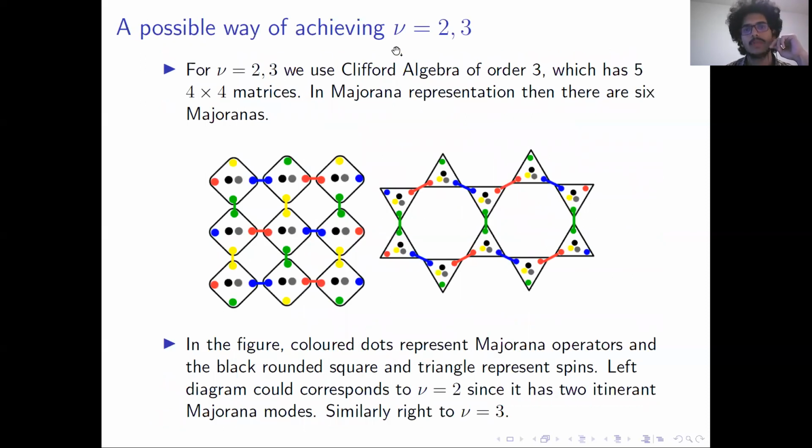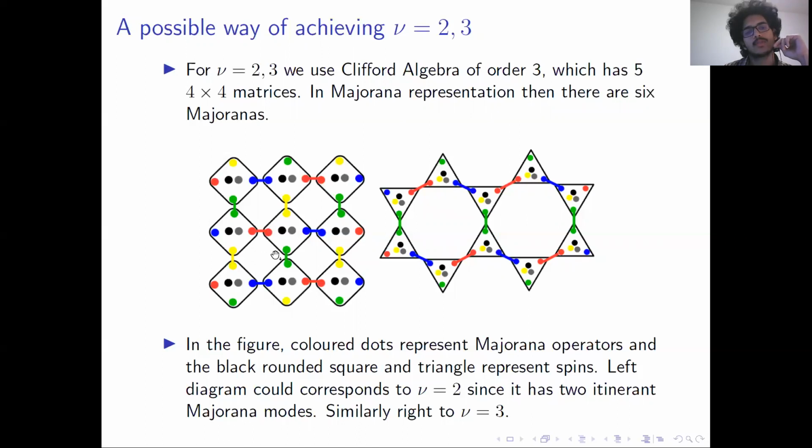A possible way of achieving nu equal to 2 and 3. For nu equal to 2 and 3, let's look at a higher order Clifford algebra. Kitaev used order 2, we will use order 3. So we have 5 gamma matrices and 6 Majorana fermions. These 6 different colored dots represent 6 Majorana fermions, and this triangle and this rounded square represent spin at a lattice or a sublattice. These red links, blue links, green links represent Z2 gauge fields, and you see that there are 3 different itinerant Majorana fermions.